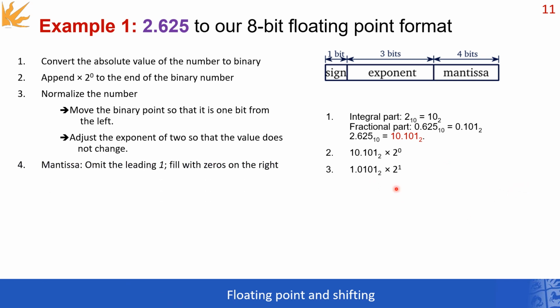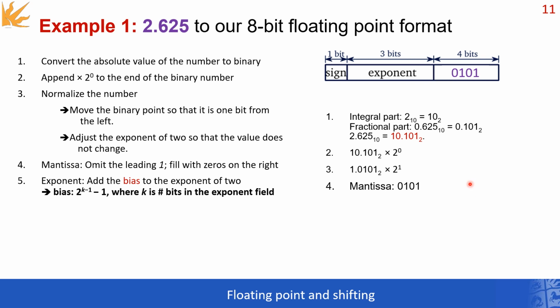The next step is to find the mantissa. Well, we go back to the result of the third step, and things are very easy. We just omit the leading one. And that's your mantissa. Now, if your mantissa had less than 4 bits, you would have been filling up with zeros on the right as a suffix. In our example, we don't need to do that because the mantissa is already 4 bits.